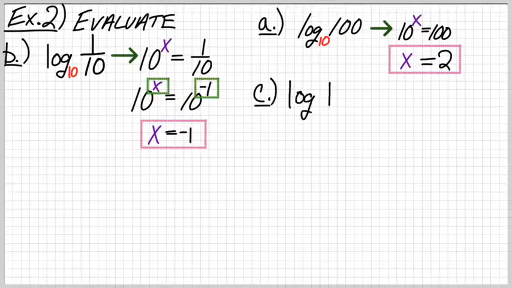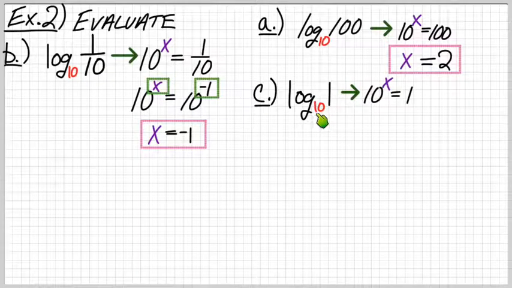Part C. What's the log of 1? So it's implied that that's base 10. So really what we're asking is 10 to what power gives you 1? So there's really only one possibility for x. There's only one exponent you can use that will give you an output of 1 in this case.